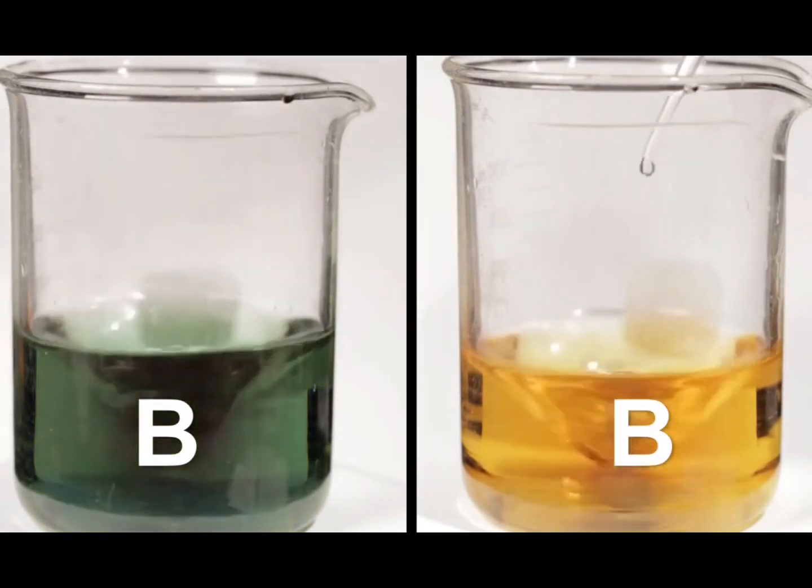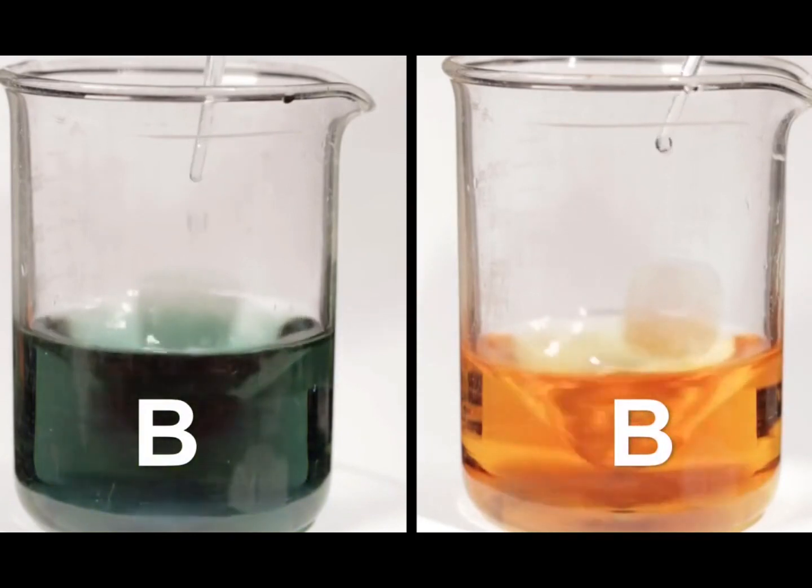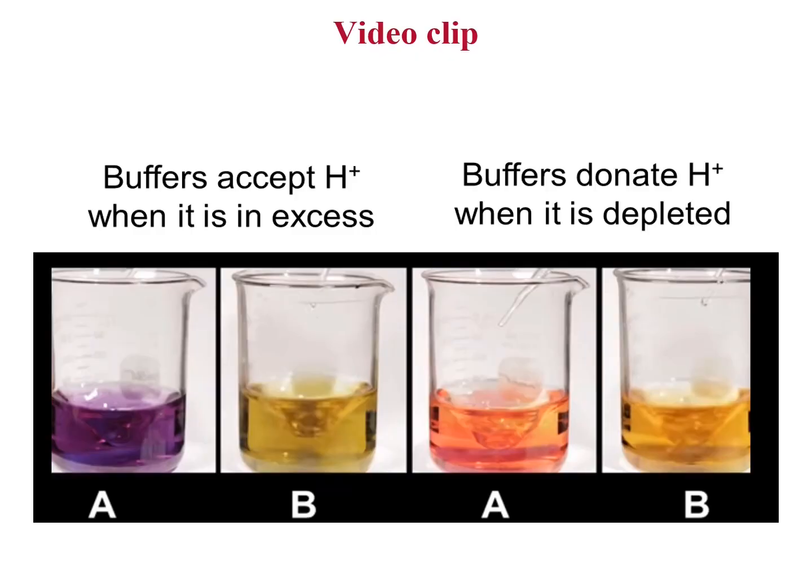Now, how is solution B able to resist changes to its pH when strong acids or bases are added? How could we make and use such a solution? So, for you to remember, a buffer will accept hydrogens when there is an excess, and the buffer will donate hydrogen when it's depleted. So it allows us to maintain the pH constant, which is very important not only in life, but when you are doing many experiments.